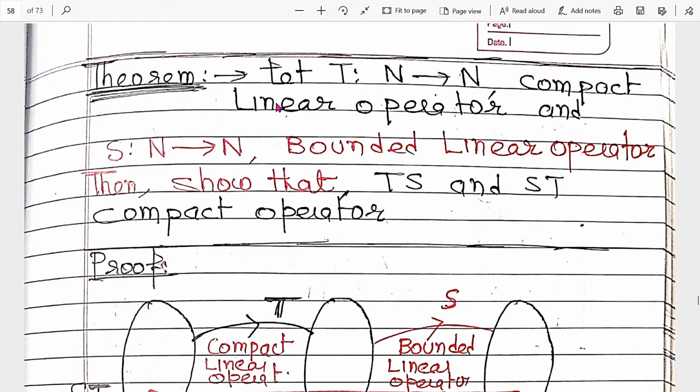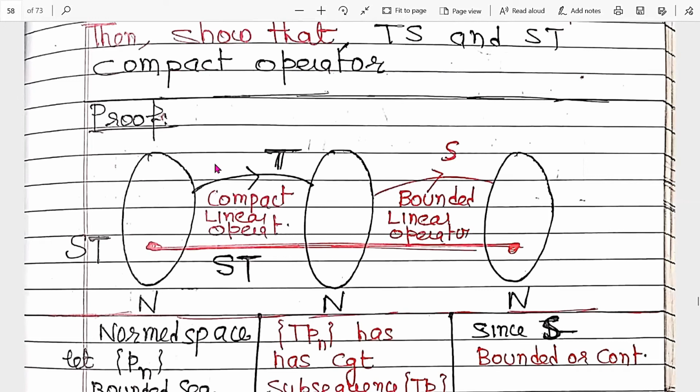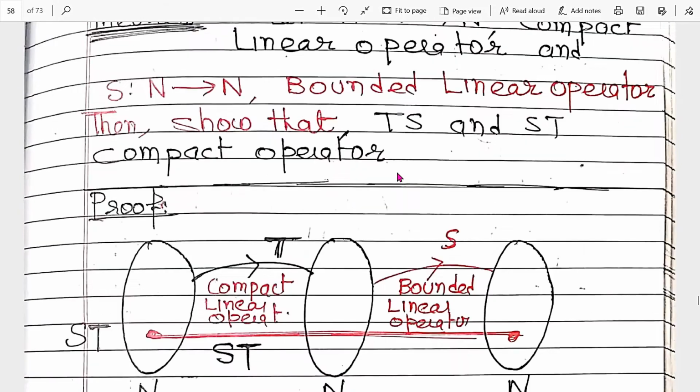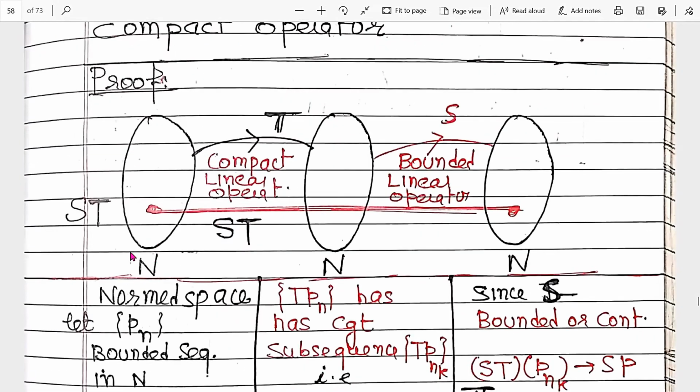Now, our next result is: if T from N to N is a compact linear operator, and S from N to N is a bounded linear operator, then show that TS and ST are compact operators. That is our purpose. Here N is a normed space.